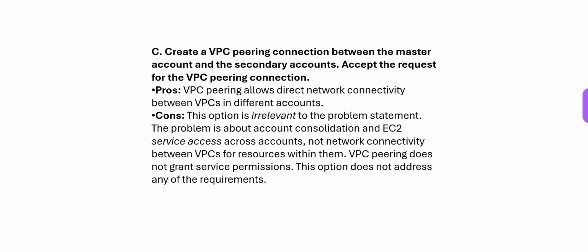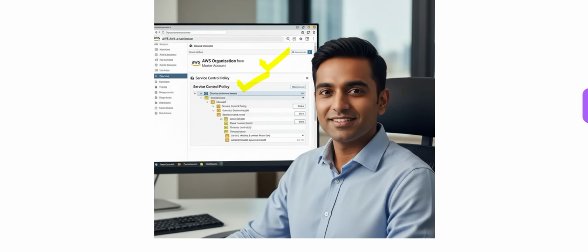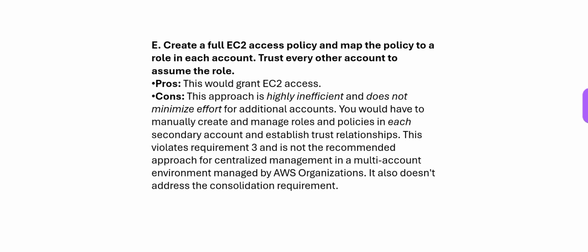The thing with C is that it says let's create a VPC peering connection between the master account and secondary accounts. So this option is irrelevant in this case. We are talking about account consolidation. It is not about two entities talking to each other over a network, but about account consolidation.